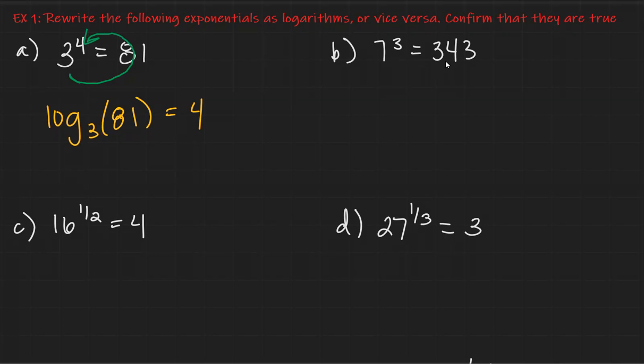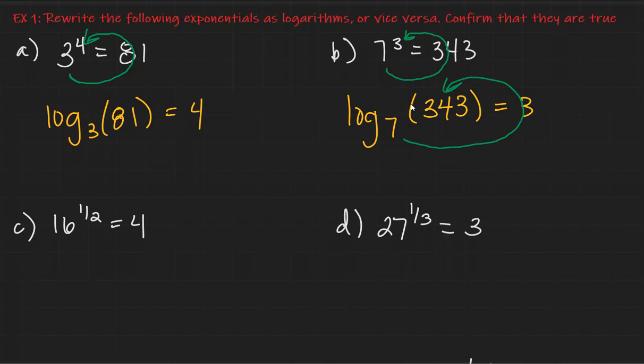7 to the 3rd is 343. That's true. So log base 7: if I do that circle thing again, 7 is my base, 343 goes inside my log, and my answer is 3. So log base 7 of 343 is equal to 3, because 7 to the 3rd power is equal to 343. You can do that same little circle visualization with the log: 7 to the 3rd power is equal to 343, so rewrite it back into the exponential. 3 to the 4th power is equal to 81.